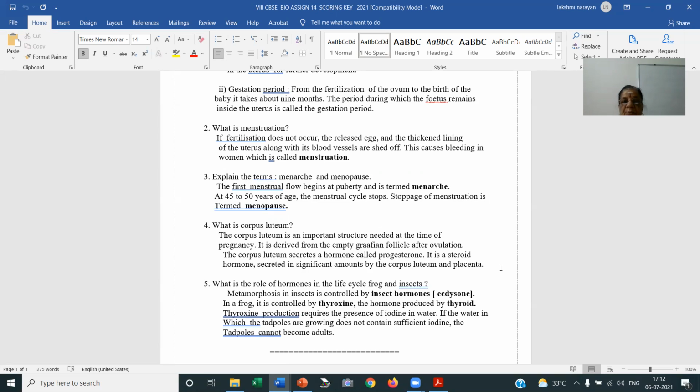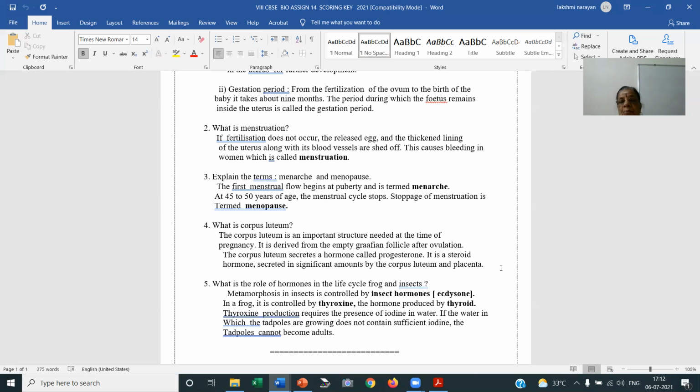So the corpus luteum is an important structure needed at the time of pregnancy. It is derived from the empty Graafian follicle after ovulation. The corpus luteum secretes a hormone called progesterone. It is a steroid hormone secreted in a significant amount by corpus luteum and placenta. Here placenta is a vascular connection between the mother and the fetus.